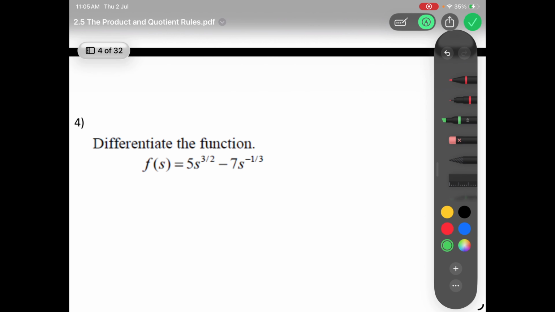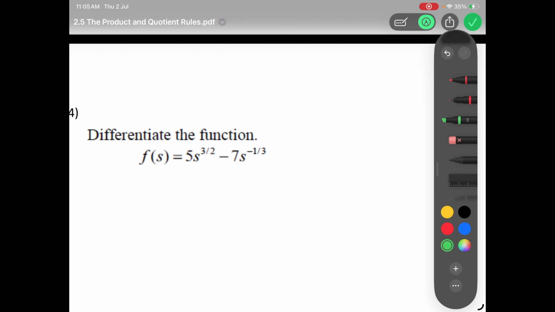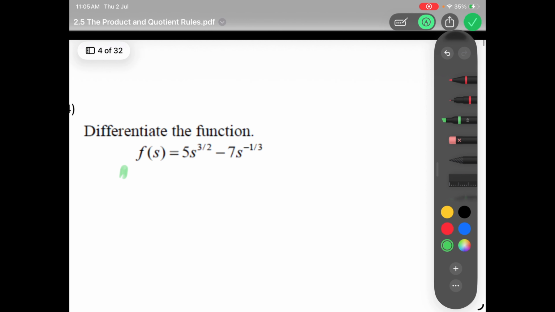Okay, what I have here, guys, I have f of s. Again, s is the independent variable. We will treat s the way we treat x when we have f of x, okay? So personally, here we have 5s to the power 3 over 2. So what is f prime of s?